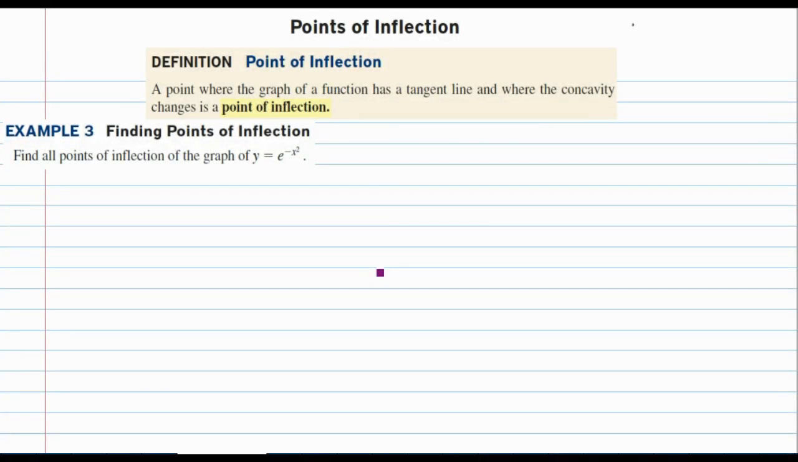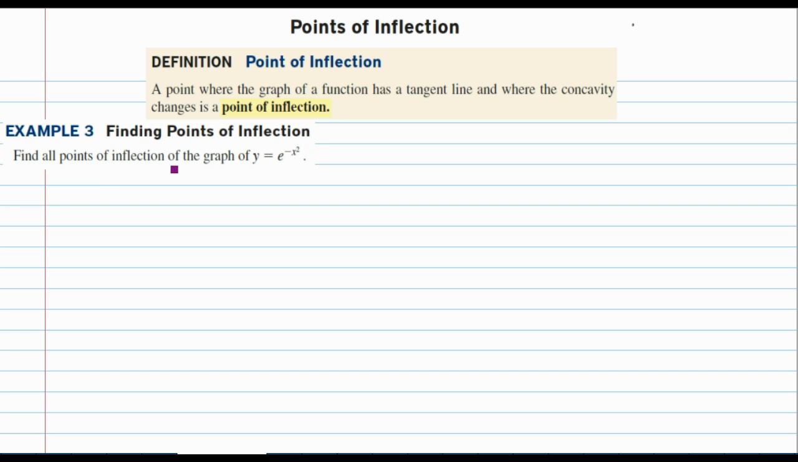This is the screencast for section 4.3, example 3. We're going to find points of inflection. Points of inflection are where the concavity changes. So at those points of inflection, there's actually an instant moment where there's no concavity. It's not concave up, it's not concave down, the concavity is changing. So find points of inflection.